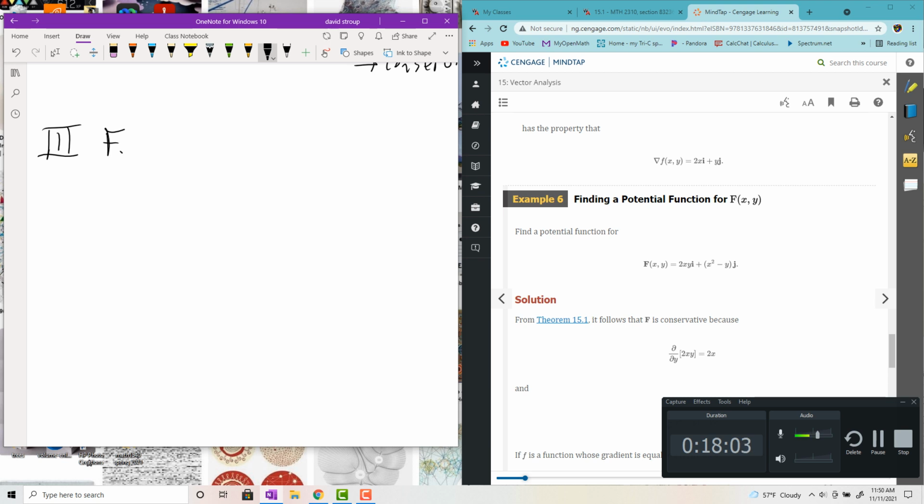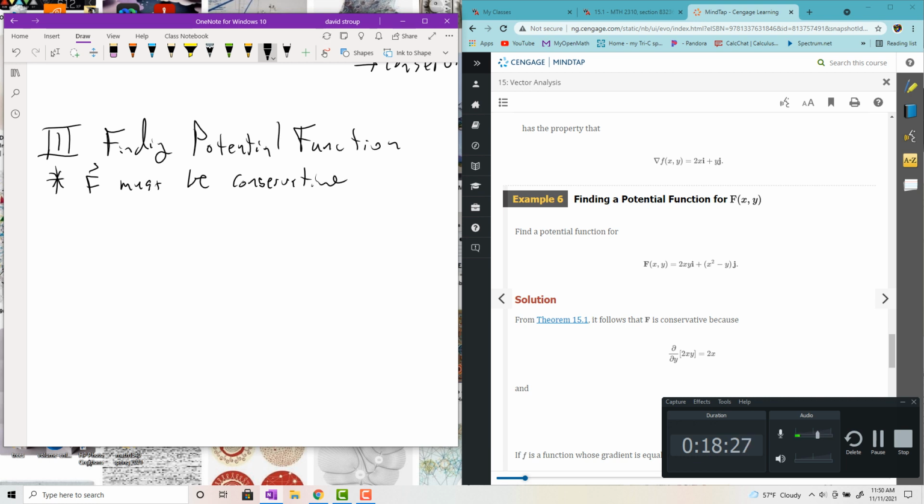So anyways, section 3, finding the potential function. So you have to presume that the vector field is conservative. Okay, so the vector field must be conservative. Okay, so generally you have to check that first. But anyways, let's look at an example. Well, let me give you the formula.